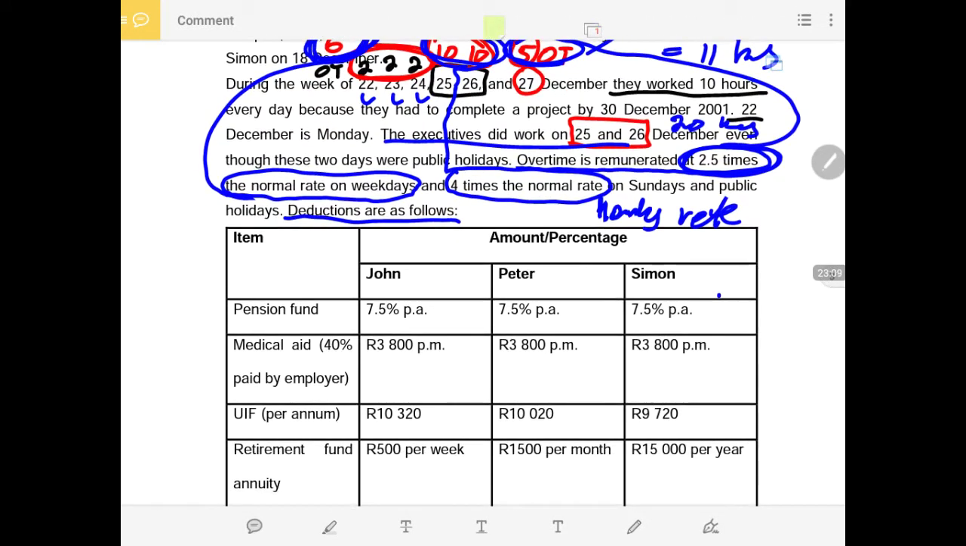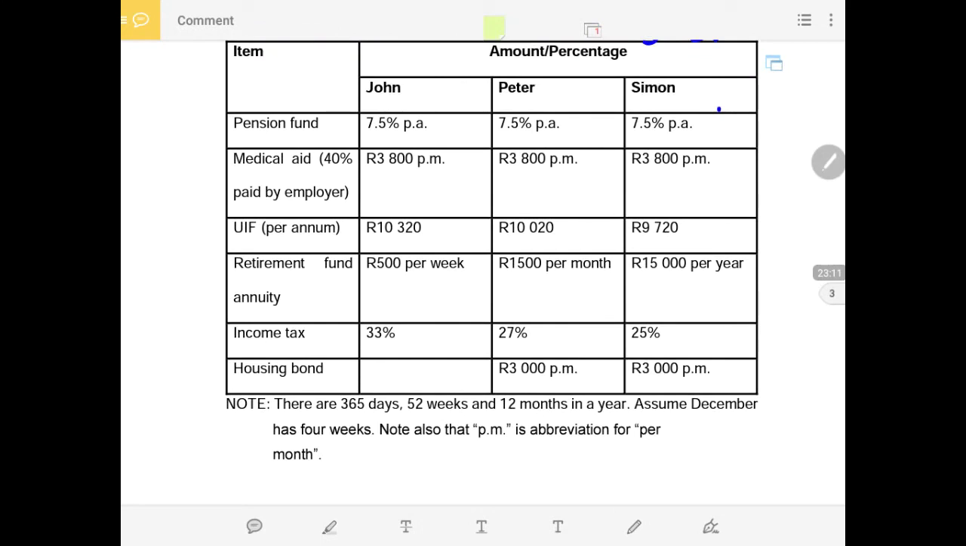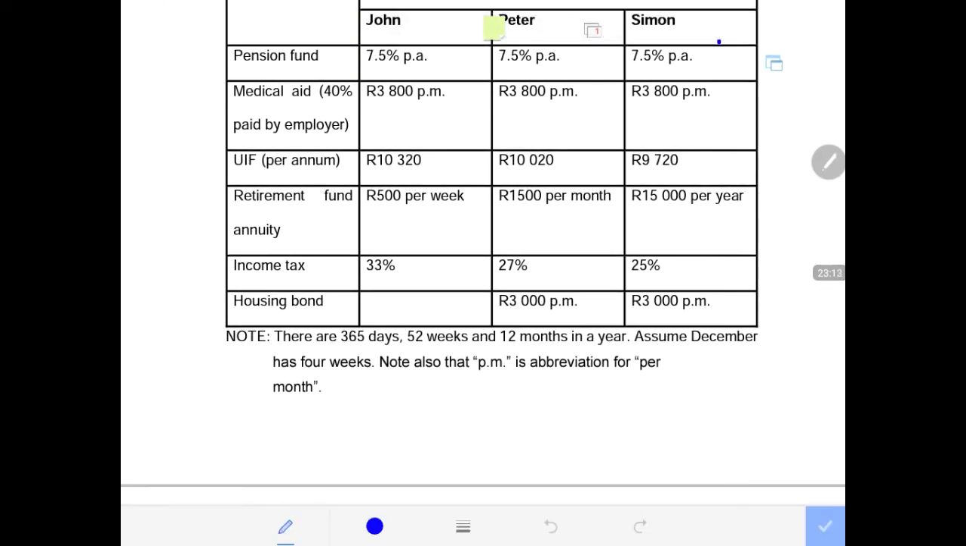Then we proceed, and we need to know how many weeks we have in this year. There at the bottom note, there are 365 days in a year, 52 weeks in this year, and 12 months in this year. So we have used the month already. Now we need to use the weeks so that we get to the salary per week. And you know that these executives work 45 hours a week, so that we can drill down to what we call the rate per hour.